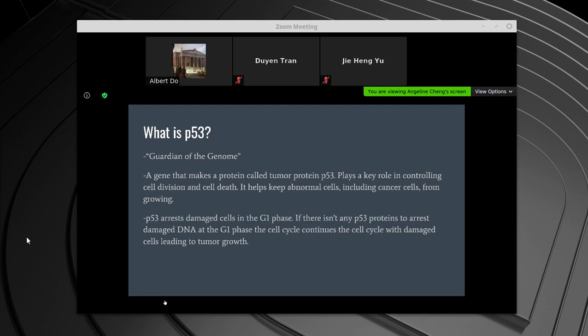The way it stops at the G1 is that P53 pauses the cell cycle by activating WAF1, which is also called P21, and P21 blocks the CDK4 and cyclin D complex because the retinoblastoma protein cannot be phosphorylated, causing a stop at the G1 checkpoint.